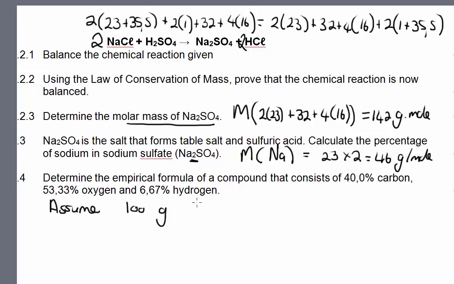It would mean that you would have 40% carbon, 53.33% oxygen, and 6.67% hydrogen. So now that we go and rewrite that, this will give us grams, not percentage. 53.33 grams oxygen, 6.67 grams hydrogen. Then what we do with that is we go and calculate how many moles we have. We have mass, so we have to move to moles.